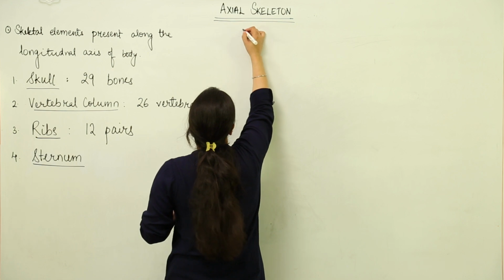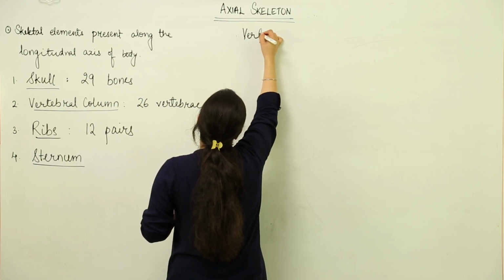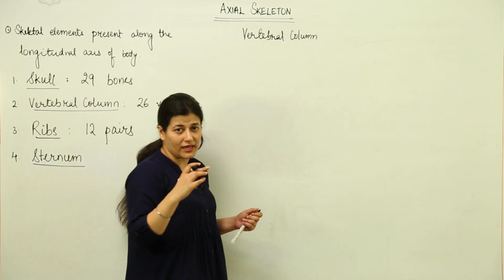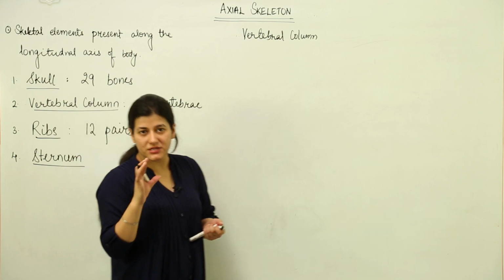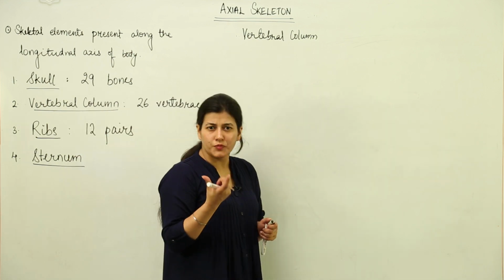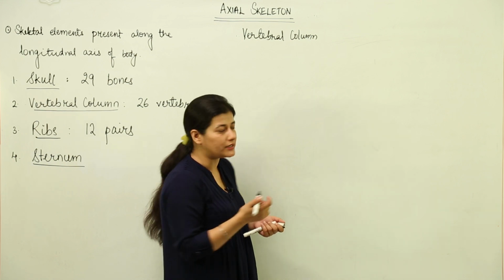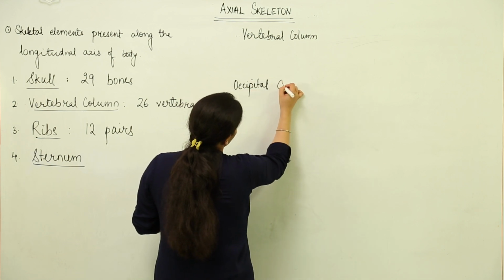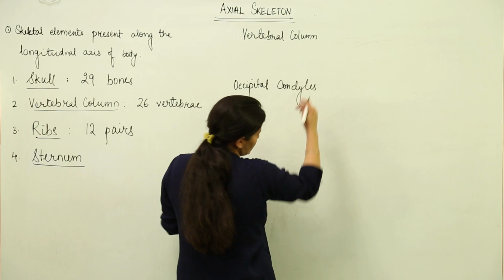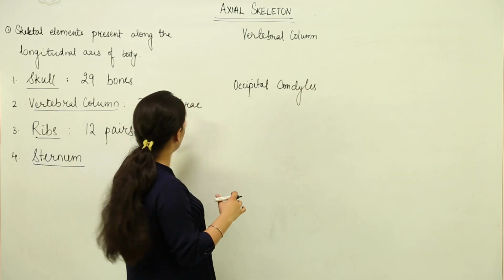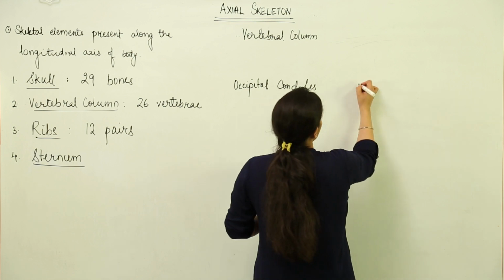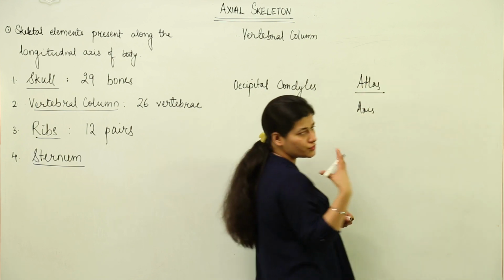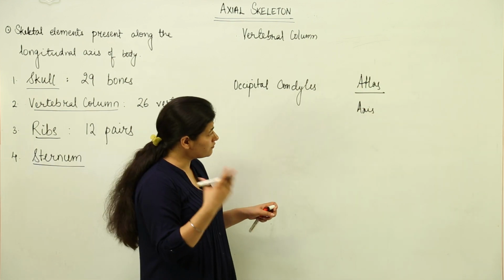Now when we talk about the vertebral column, the first thing is that it starts from the skull. The skull has 2 round protuberances at the end of the occipital bone, known as occipital condyles. They are 2 in number. These occipital condyles articulate with the first vertebra of the vertebral column. The name of the first vertebra is atlas. The second one is axis, and these are part of the cervical vertebrae.